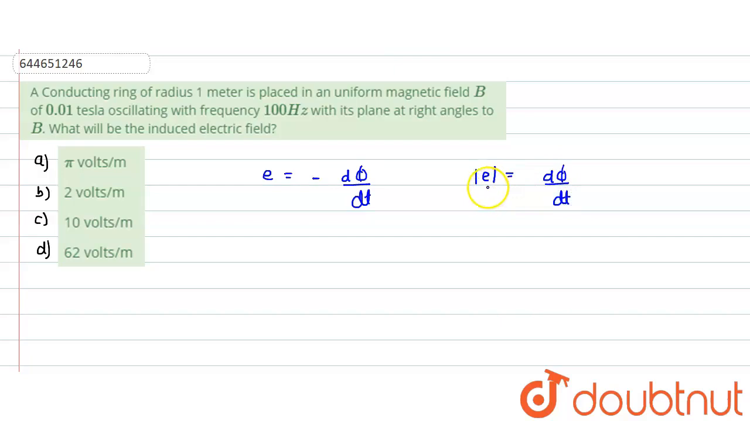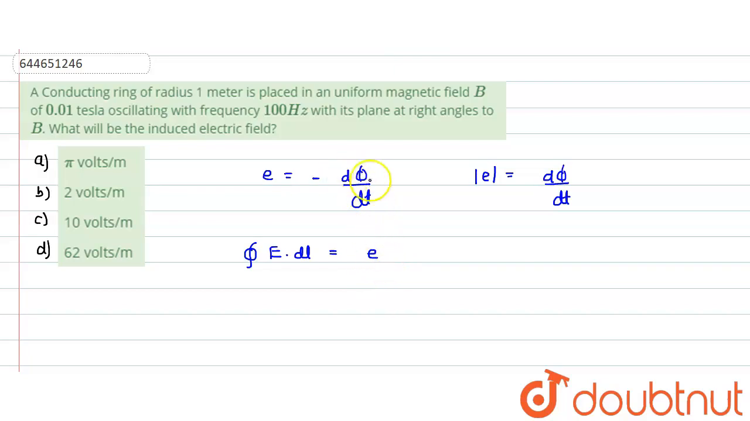Now how is induced EMF related with the electric field? We know that the closed integral of E dot dl is equal to the induced EMF e. This is basically minus d phi by dt, and it is equal to e. If we get to know the value of this small e, then we can find the value of the capital E, where capital E is the electric field and small e is the induced EMF.